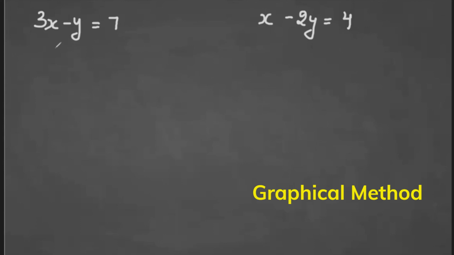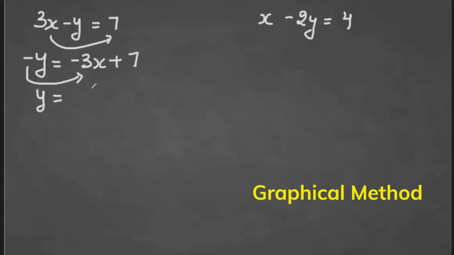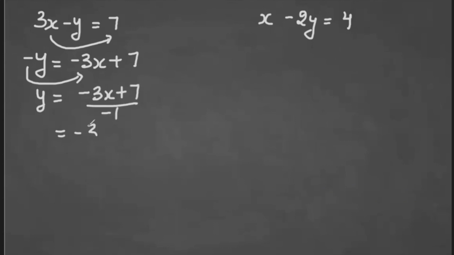Let's start with the first equation. We will take 3x to the other side. We'll get minus y is equal to minus 3x plus 7. Then we'll take this negative sign to the other side. We'll get y is equal to negative 3x plus 7 over negative 1, which can be written as negative 3x over negative 1 plus 7 over negative 1, and we'll get 3x minus 7. So this is the equation, and for this equation we have to make a table.